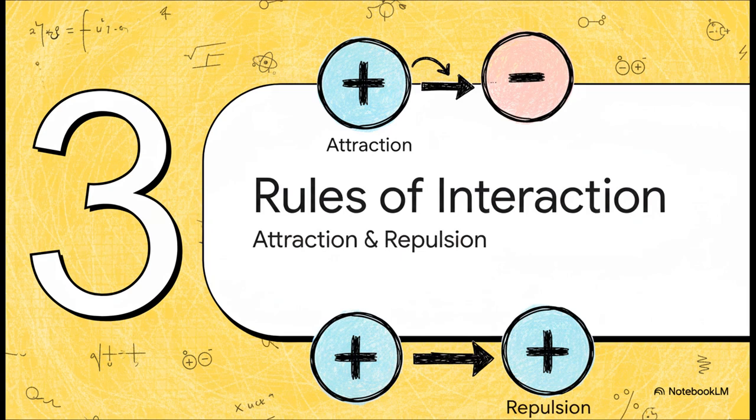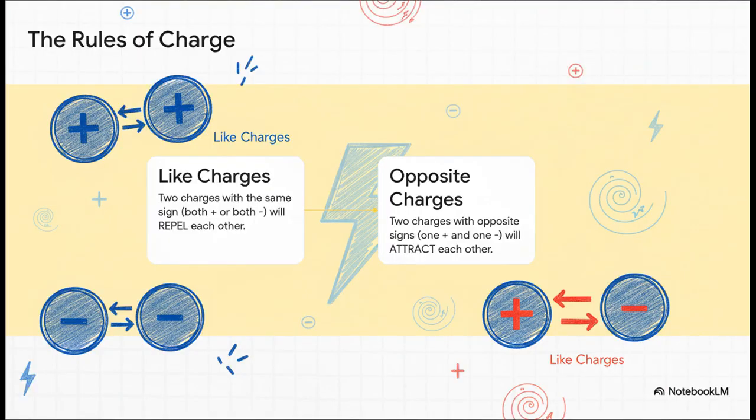Okay, so we've got the recipe, we know the ingredients, now let's see what happens when we actually start cooking with it. What happens when we play around with these variables? It all boils down to a few very simple rules. And here is the single biggest difference between this and gravity. The direction of the force totally depends on the type of charge.